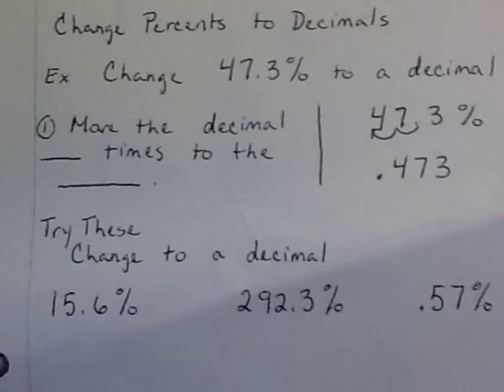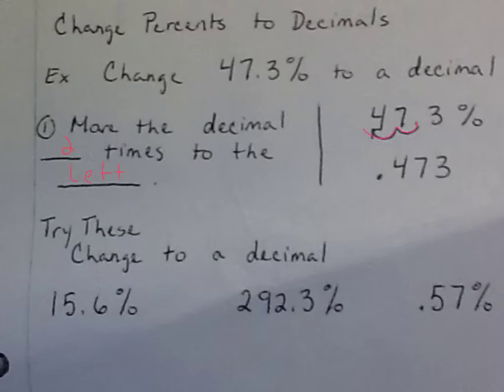Now, if you change percents to decimals, guess what? You move the decimal 2 times, but this time you move it to the left. I'm going to erase that. That's really bad. You're going to move it 2 times to the left. So decimals to percents, you go to the right. Percents to decimals, you go to the left. If you start off with a percent sign, the decimal's trying to get away from the percent sign. So you got to go left.